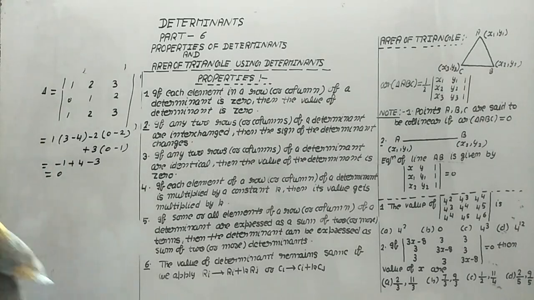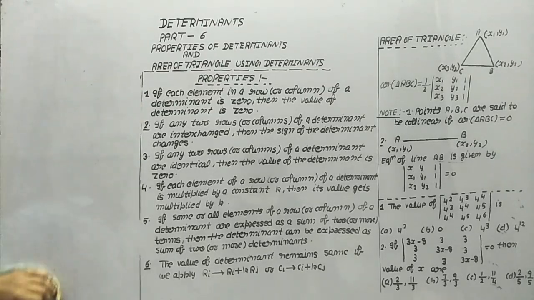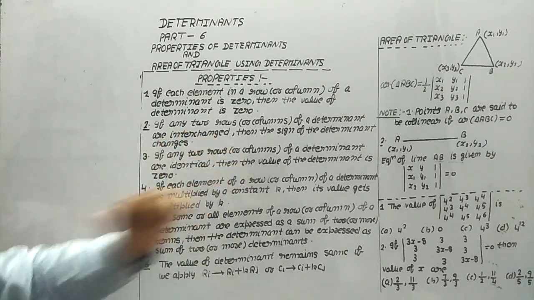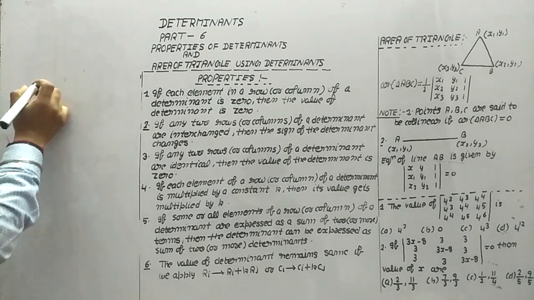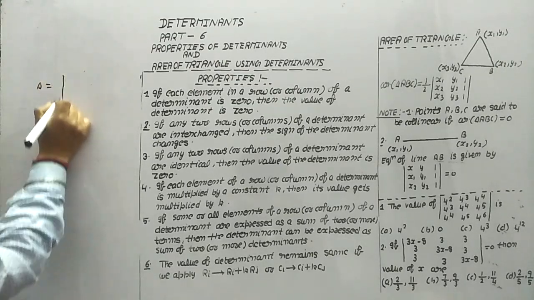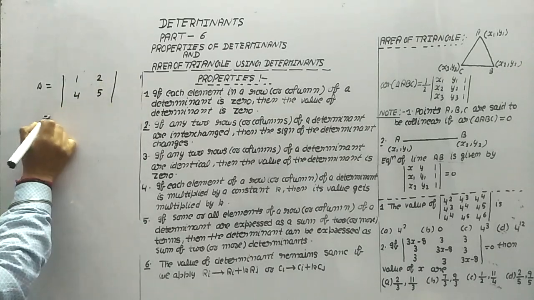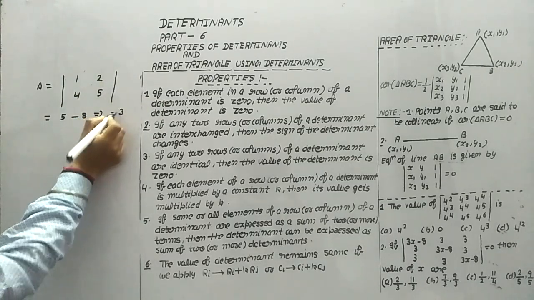Now come to the next property. What is the fourth property? If each element of a row or column of a determinant is multiplied by a constant k, then its value gets multiplied by k. Look at one example. Suppose in the starting I have this determinant 1 2, 4 5. Now calculate this: the value of this is 5 minus 8, which is minus 3.